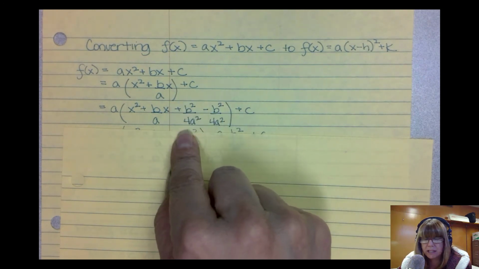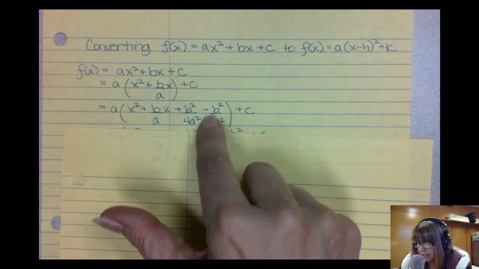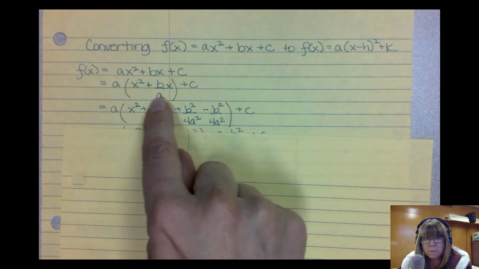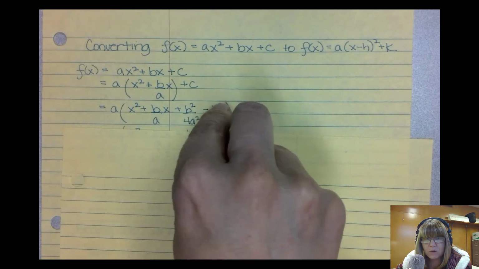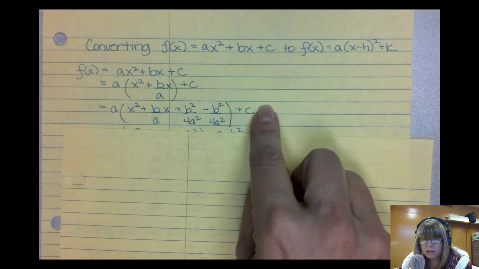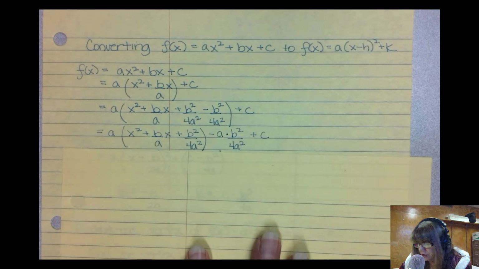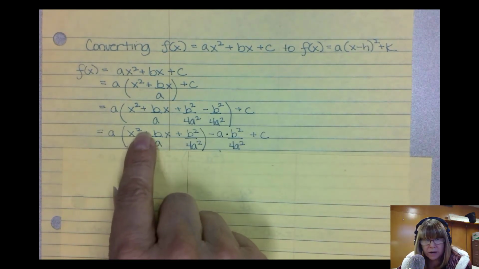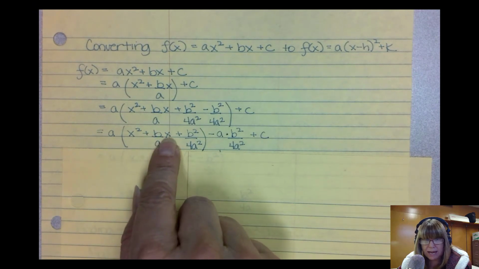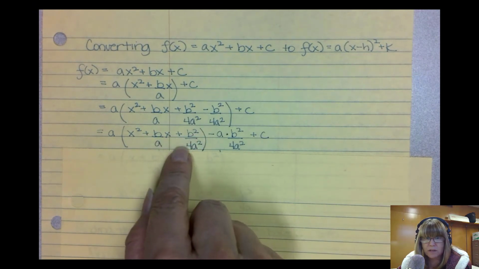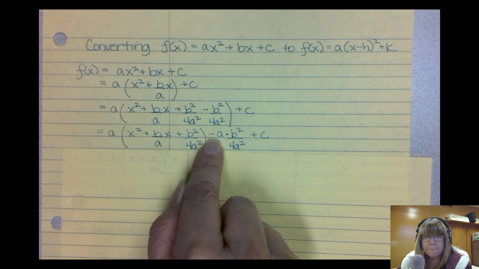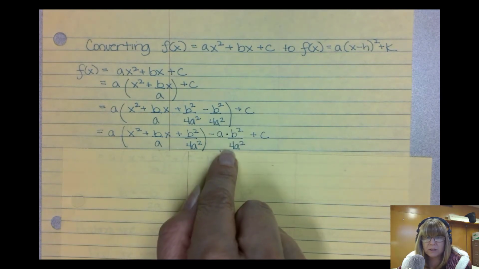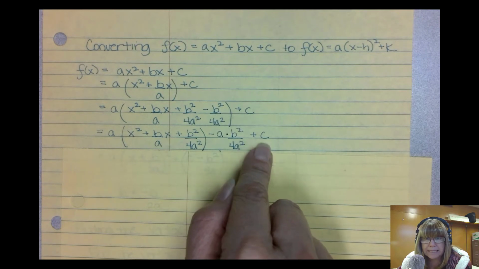This is the completing the square part. But I don't need this part in my parenthesis. So I'm going to multiply the a back in and get rid of this part and bring it onto the outside. So doing that, I now have a times x squared plus b over a x plus b squared over 4a squared, minus the a times b squared all over 4a squared, plus c.